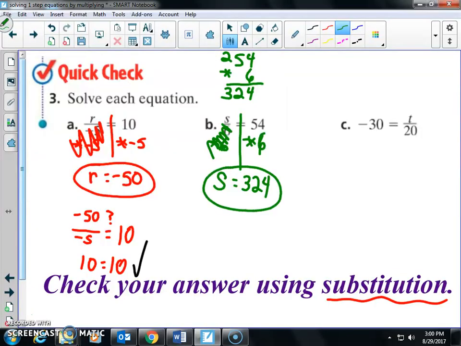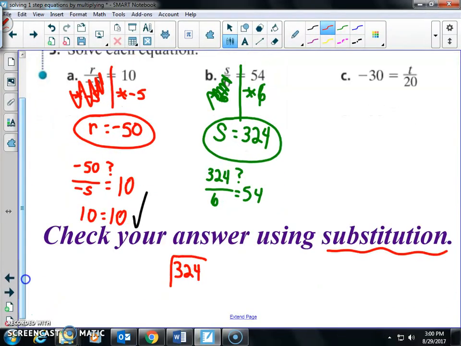Real quick, I'll substitute. Remember, substitute means rewrite the problem, but change the variable into what I think it is. I think S is 324. And there was a 6 in the denominator's place. And I wonder if that will equal 54. I cannot do 324 divided by 6 in my head, so I quick set up a side problem.